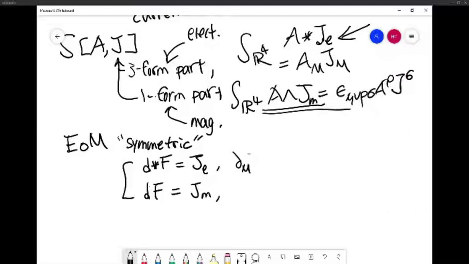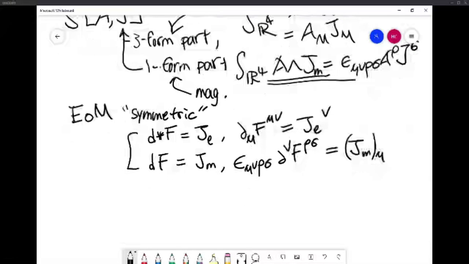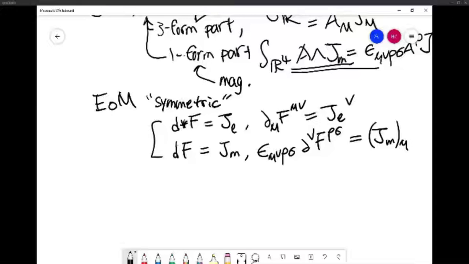But if I write it down in coordinates, I have J_e nu, right? And also epsilon mu nu rho sigma J rho J. So partial nu F rho sigma is J_m mu. So we see this additional symmetry being restored if we just think about electromagnetism as a U(1) gauge field, U(1) gauge theory.